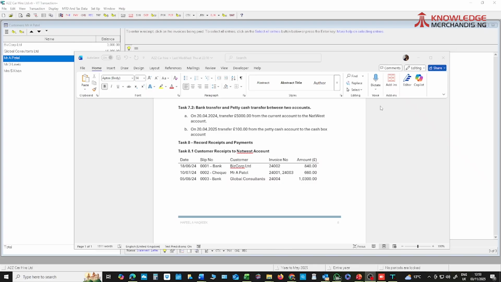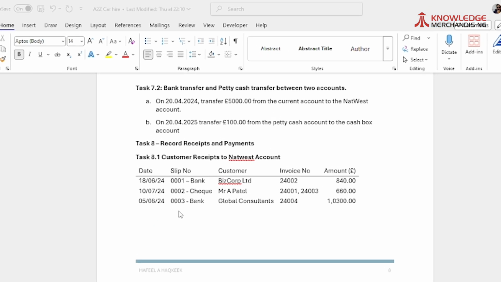Task 8.1, customer receipts from NatWest account. So we are going to enter the payment that we have received from our customers. So we have received 3 payments here. So I'm going to show you how to enter them in the VTTransactionPlus.